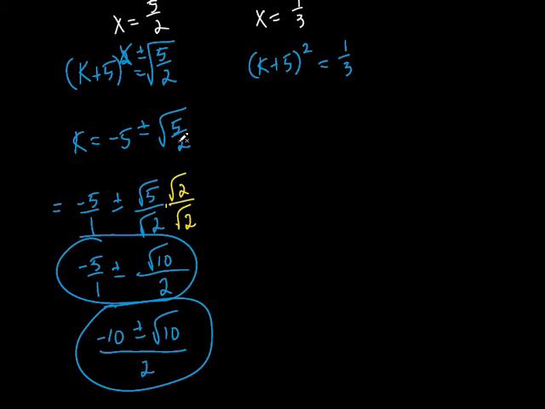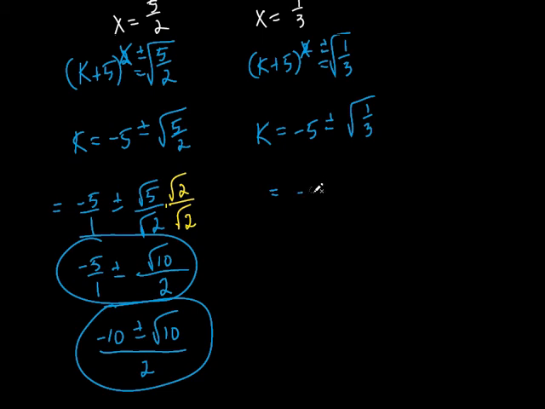Yeah, we got to do the other side. We're not done, but I'm just saying this side right here. Everybody good with that? All right, this should be pretty much the same deal, right? So let's do this a little bit quicker. So we're going to take the square root of both sides, and then we're going to subtract a 5. So it's negative 5 plus or minus the square root of 1/3.